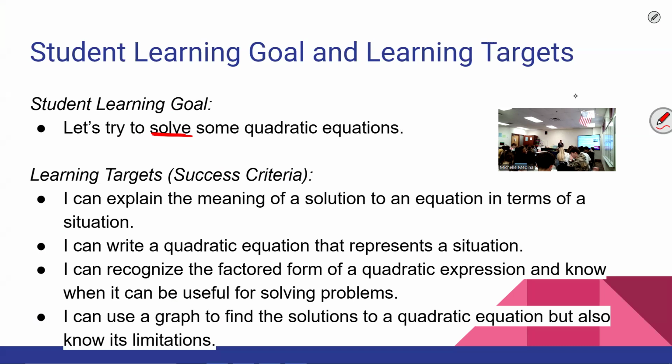By the end of the lesson, you need to be able to explain the meaning of a solution in terms of a situation. Write a quadratic equation that represents a situation. Recognize the factored form and know when it can be useful for solving problems. And how to use a graph to find the solutions of a quadratic equation, but also know its limitations.